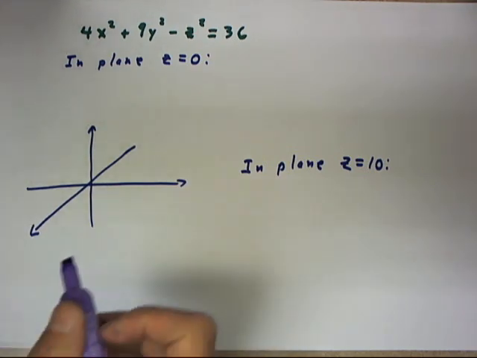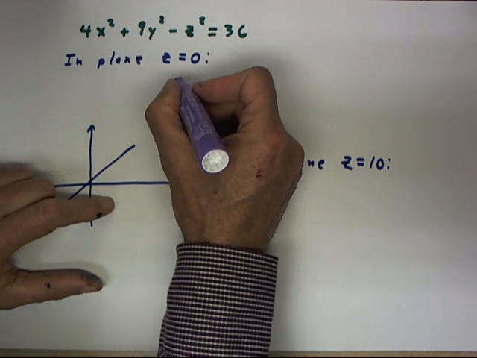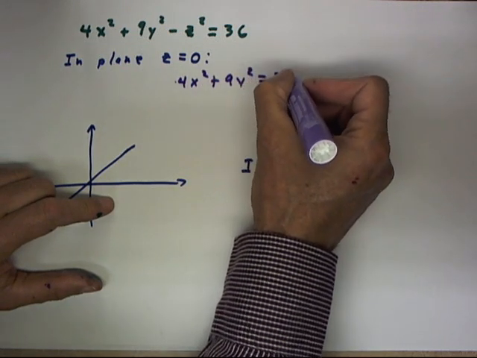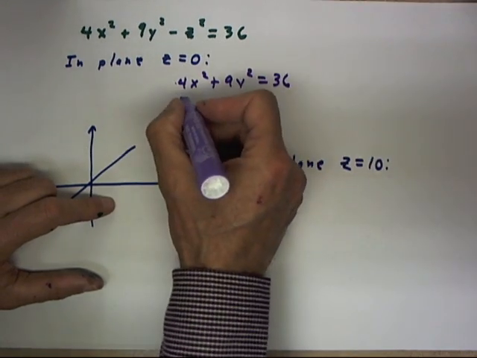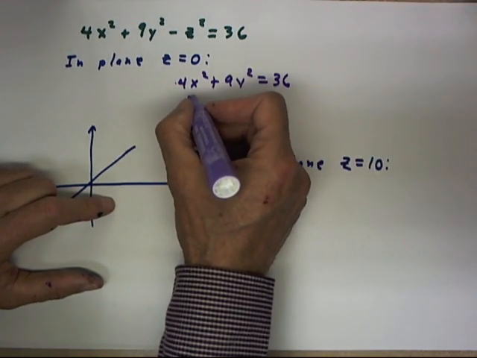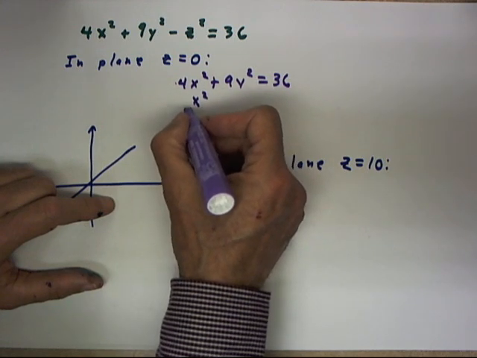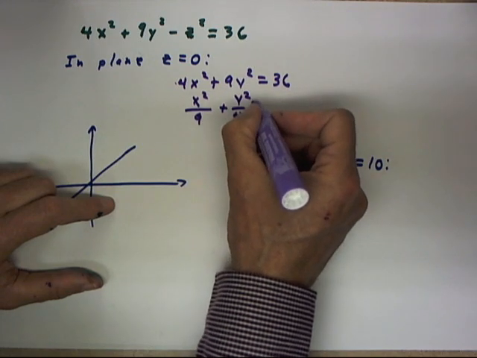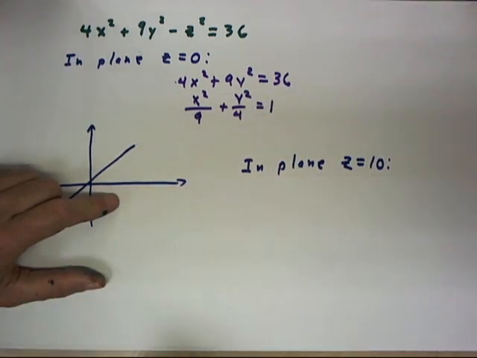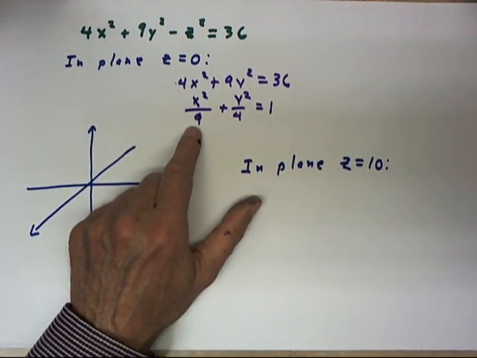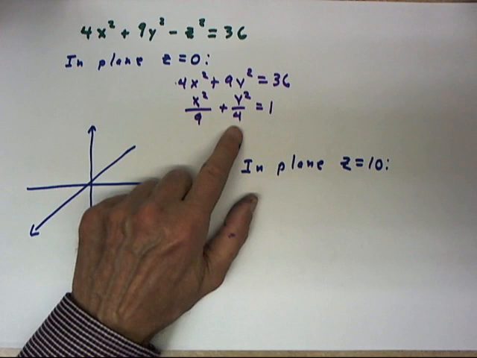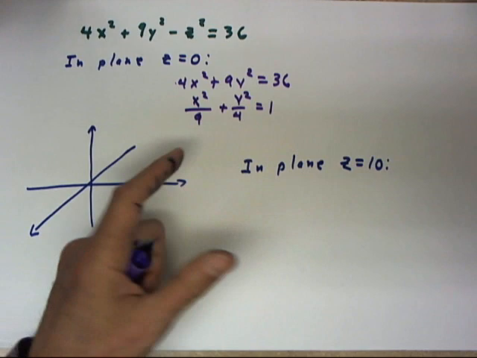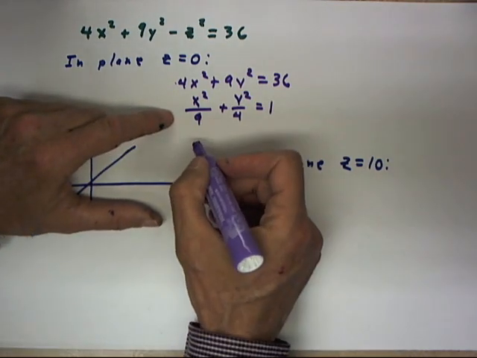Now, in that plane, we get 4x squared plus 9y squared equals 36. Putting this into standard form, we get x squared divided by 9 plus y squared divided by 4 equals 1, simply dividing both sides by 36. Now this would be your a over d, and this would be your b over d in the previous, but you see that those are just going to be numbers and you're going to get numerical results in most cases.